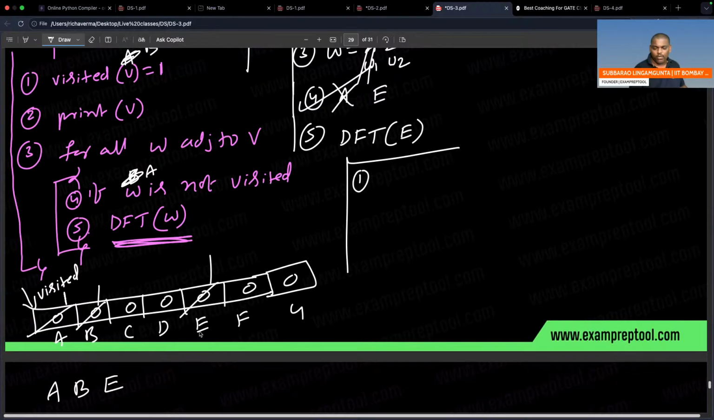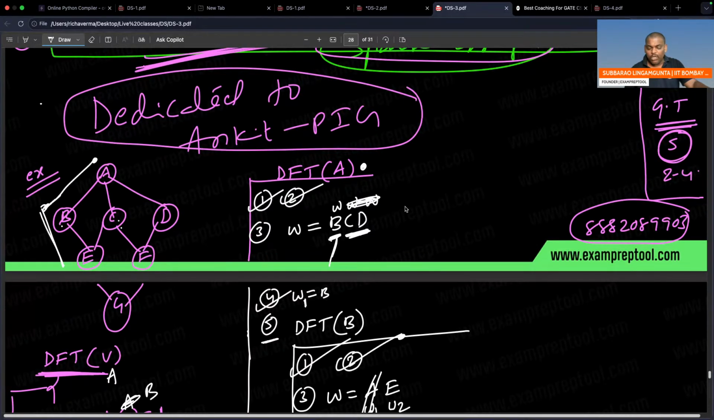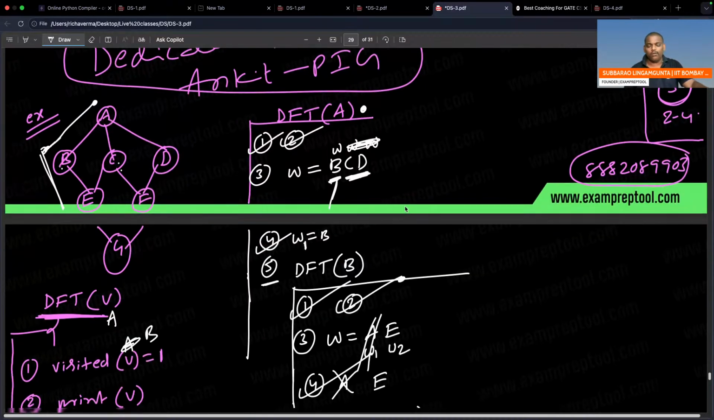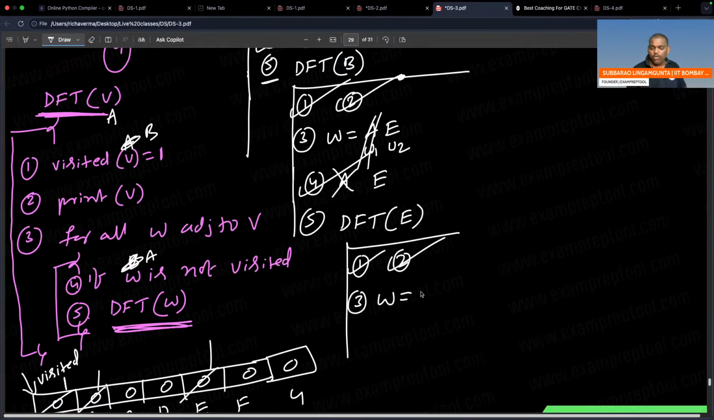2 lines are over. Can you see the third line? For all W adjacent to E, if you observe, what is the answer? B also, C also, G also. Any order you write. Adjacent to E is B, C, G. Any order you can write. No objection at all. But see the fourth one. First W is B. B not visited? B already visited. So cancel it. Next G not visited. If not visited, true, then fifth line, call G.